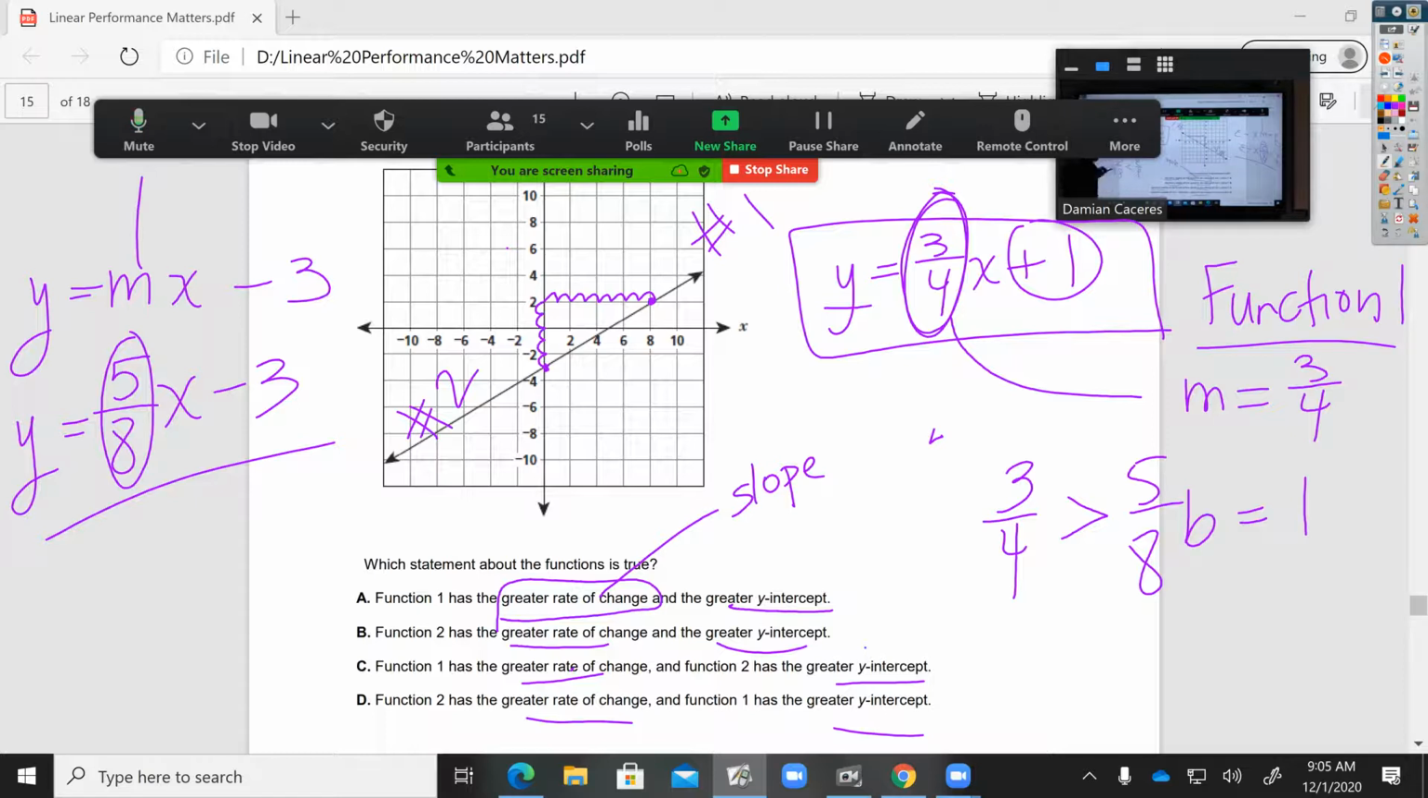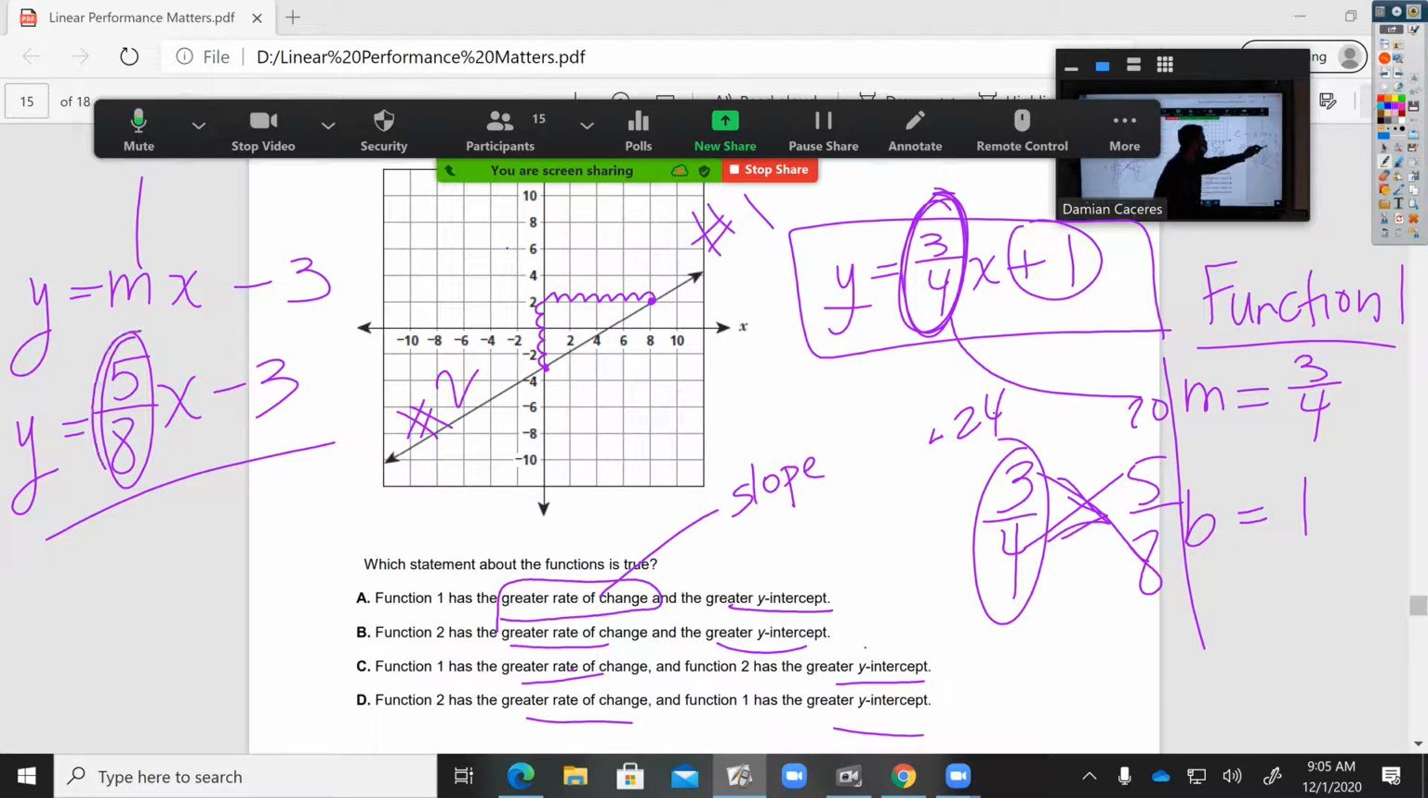Do you know how to check that? Which one's greater? You can divide it in a calculator, or you can cross multiply. Like 8 times 3 is 24, 4 times 5 is 20. 24 is greater, so 3 over 4 is greater. So we know that 3 over 4 is greater than 5 over 8, so A so far is correct.